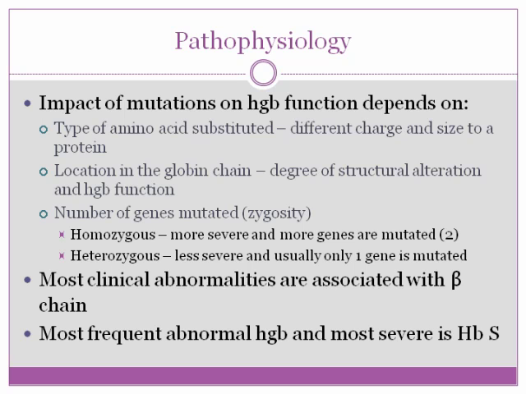All right. So most clinical abnormalities with hemoglobinopathies do refer to the beta chain. And the most frequent abnormal hemoglobin we find is hemoglobin S, or what you better know as sickle cell anemia.